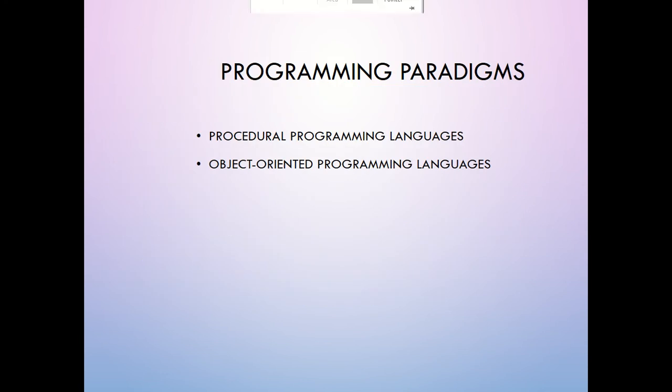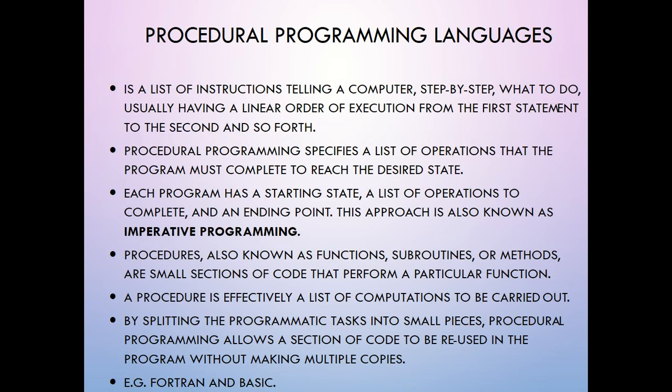Good. Then the next one is programming paradigms. What is a programming paradigm? The first one is the procedural paradigm, and the second one is the object-oriented paradigm. It is a big concept. We will see it in another course again, but as a hint or introduction, a procedural programming language is a list of instructions telling a computer step by step what to do, usually having a linear order of execution from the first statement to the second statement and onward.